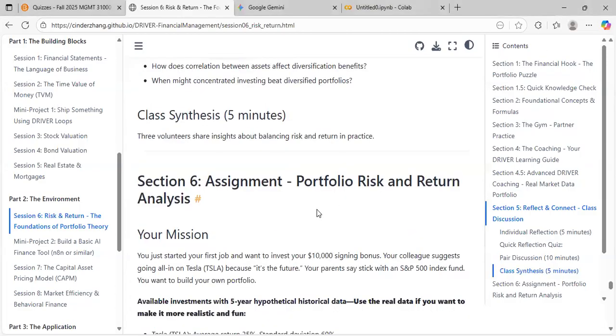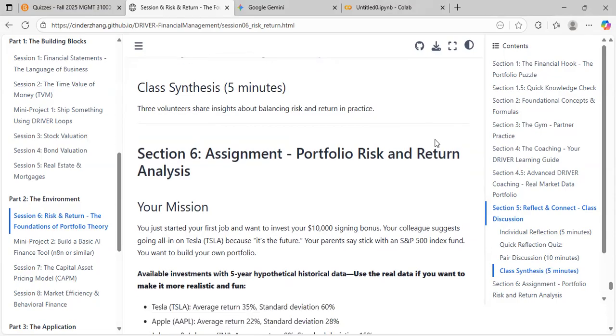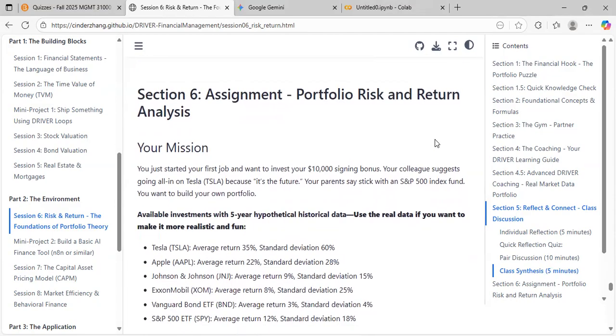Hello, I will be working on the session six assignment, and let me get the camera. Okay, pretty good. So my mission for this assignment, the session six assignment, is about portfolio risk and return analysis.